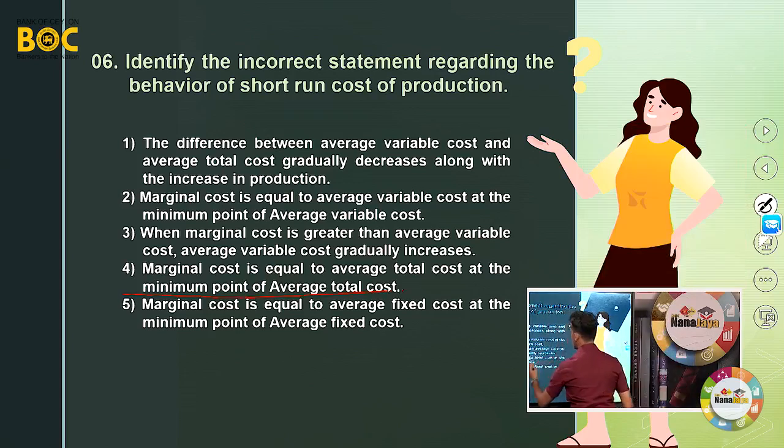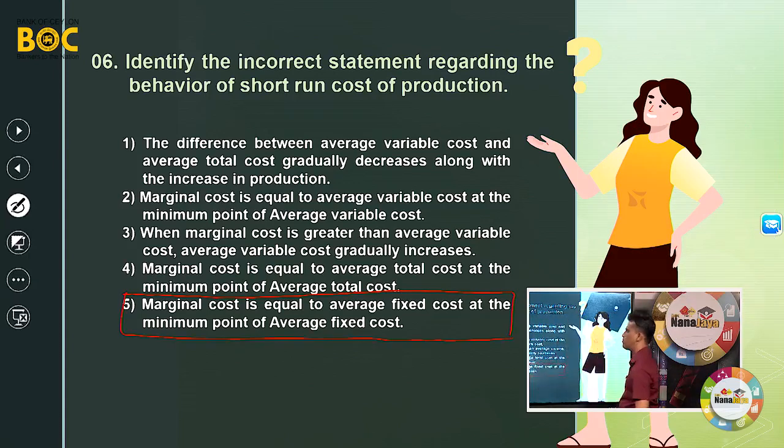Therefore, the fifth answer should be chosen as the correct answer for this. Why? It is a wrong statement. We want to identify the incorrect statement in this set of answers. So, the incorrect statement out of these 5 answers is the 5th answer.